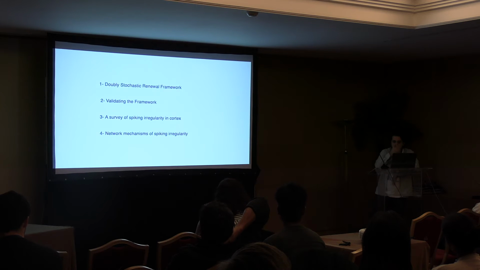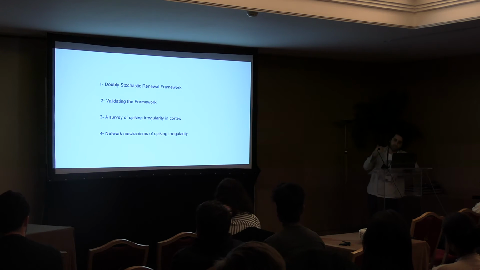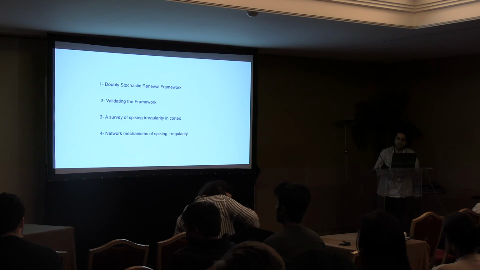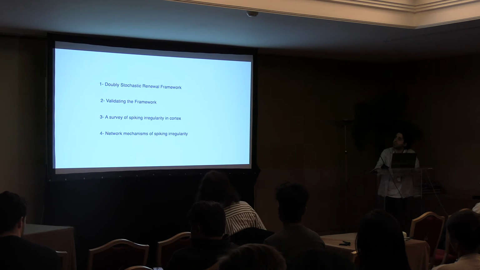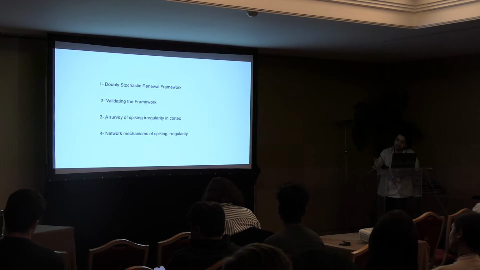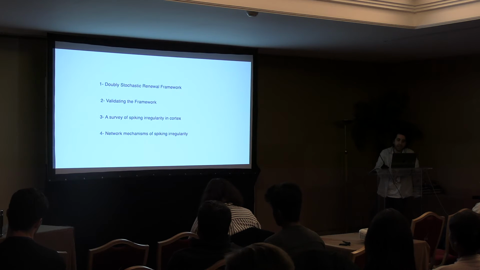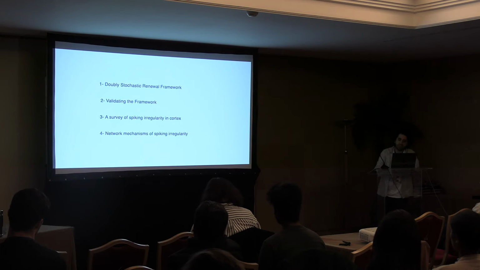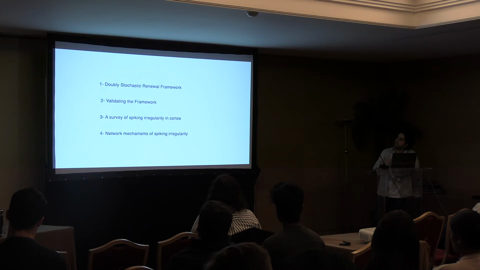Okay, the rest of my talk will be in four parts. First, I introduce an alternative, which I call the doubly stochastic renewal framework. Second, I try to validate this framework to make sure that it works. Then I do a survey of spiking irregularity in the cortex. And at the end, I try to come up with a network mechanism that explains the spiking irregularity that I observe.